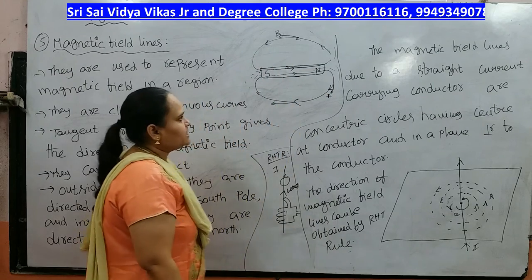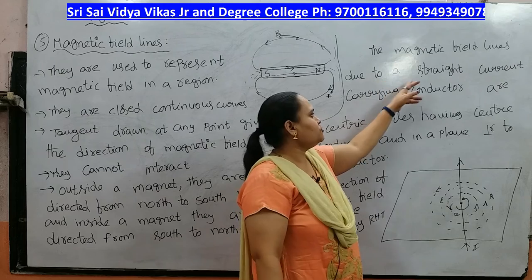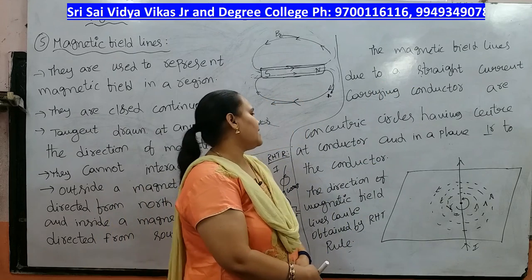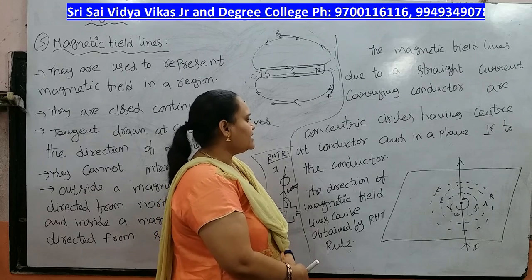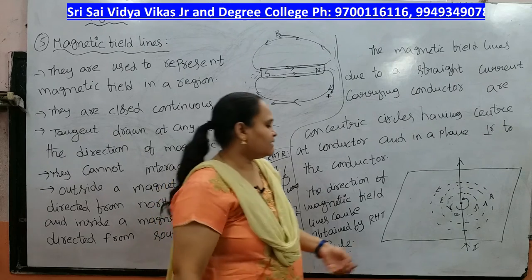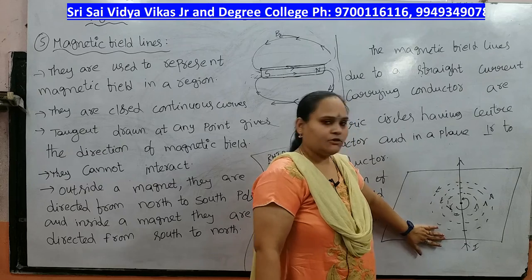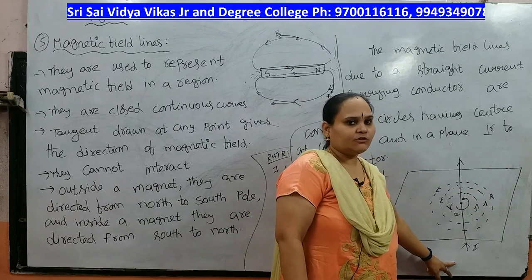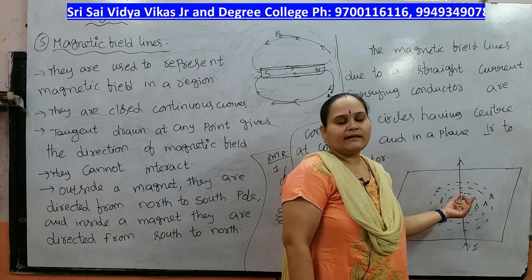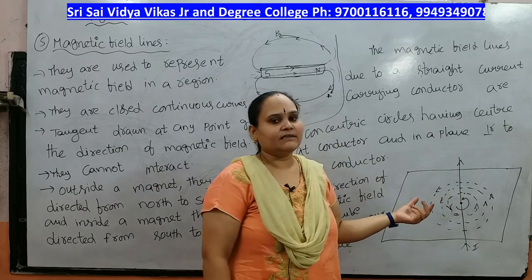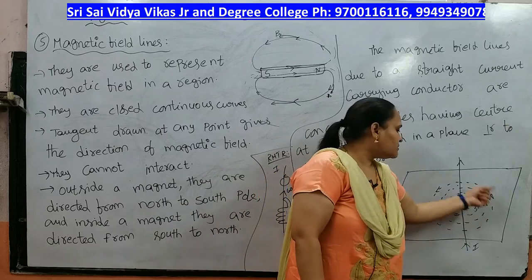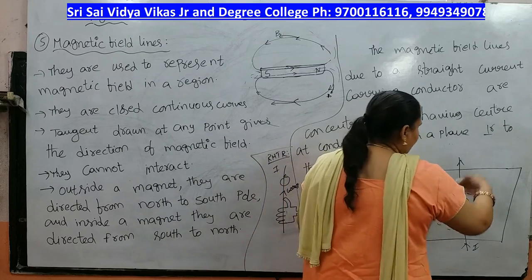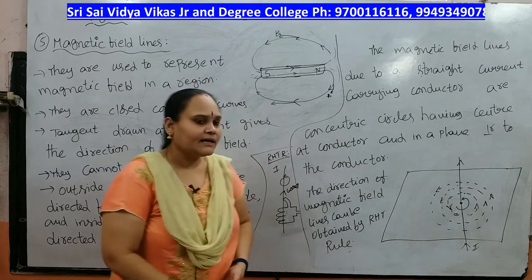And the next one: the magnetic field lines due to a straight current carrying conductor are concentric circles having center at the conductor and in a plane perpendicular to the conductor. This is the plane, and this is the conductor, which is perpendicular to the plane. A current carrying conductor produces concentric circles.